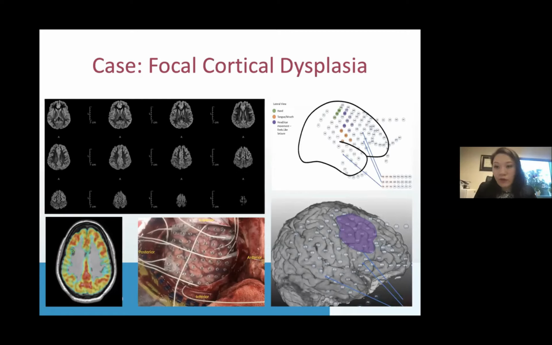And this is our final resection plan, which was a corticectomy. She underwent the procedure with no issues. She's 6 months post-op and seizure-free. Final diagnosis was focal cortical dysplasia type 2A.